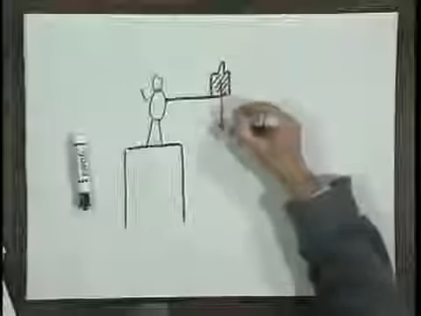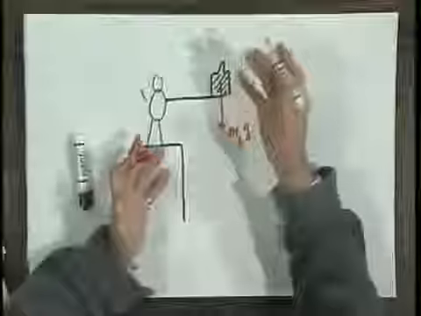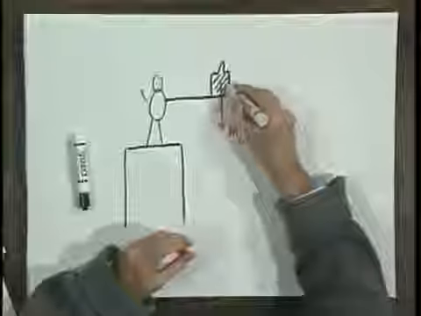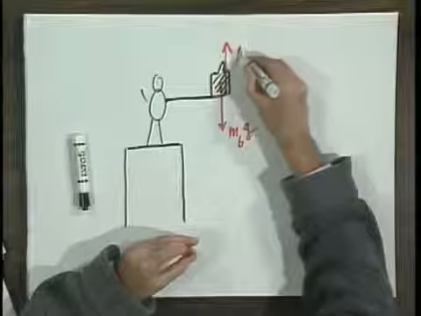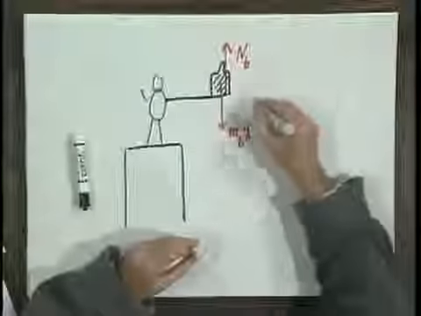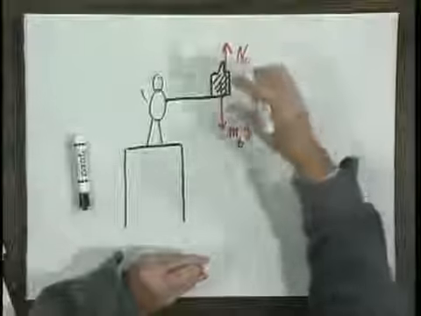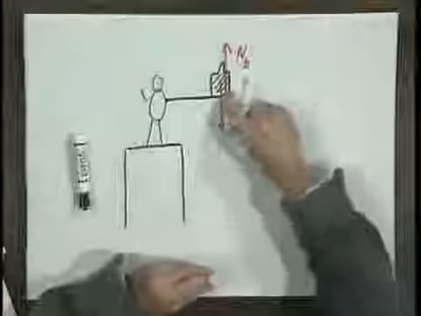Since this bottle is not being accelerated vertically, I'm just standing still, I'm holding it in my hand, there must be a normal force from my hand onto the bottle, which I call n of b, which is the same as mBg. There's equilibrium. There's no acceleration in this direction.